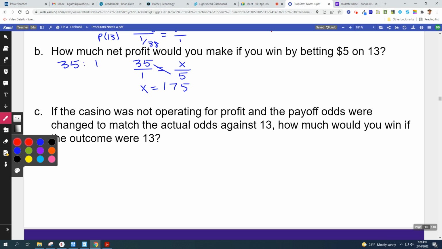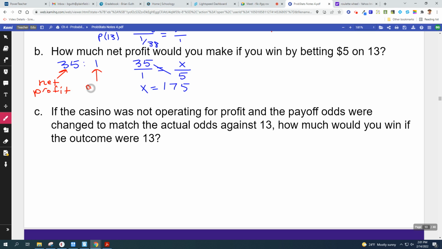Now, I think it helps to understand what we're talking about. This number is the net profit, and this number is the amount bet. I think it's important that we understand that what we just found was the net profit, and that's what they're asking for. Our net profit is $175. Now, the reason I made a deal about that is because there's another number that I could possibly ask you for. How much money did you pick up off the table? How much money did you actually collect?